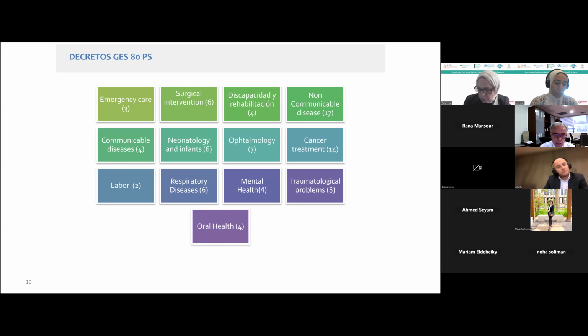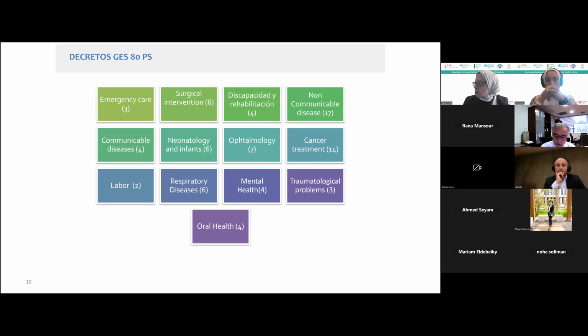In summary, we have coverage, and the package includes emergency care, some specific areas such as trauma, for example, surgical interventions such as gallbladder, rehabilitation, non-communicable disease, and cancer treatment. In cancer treatment, we have 14 cancers. The most important cancers, more or less 85% of cancers, are included in the guarantees. Also ophthalmology disease, neonatology, communicable disease such as HIV, labor, respiratory disease, mental health, traumatology problems, and oral problems are included. In total, that summarizes the 87 health problems.